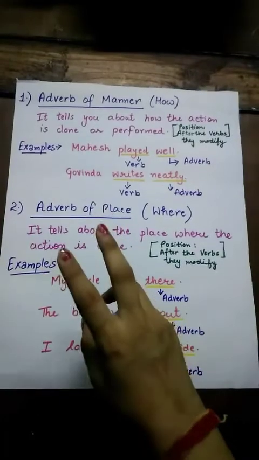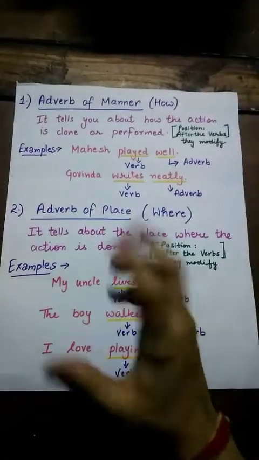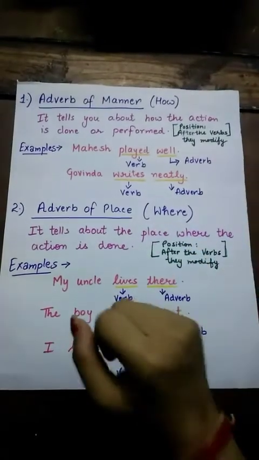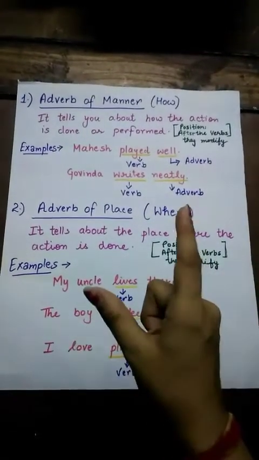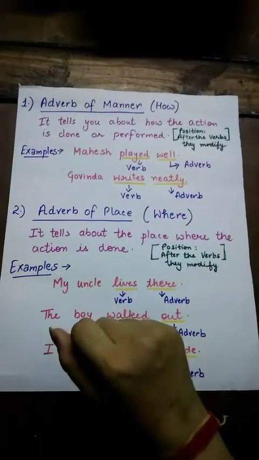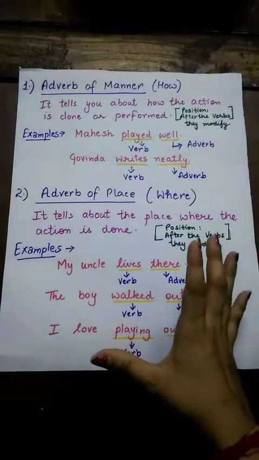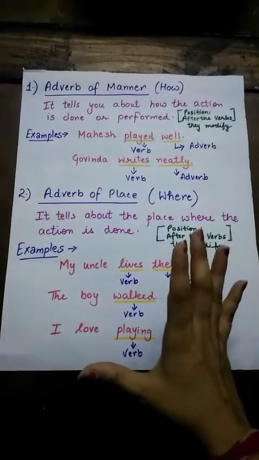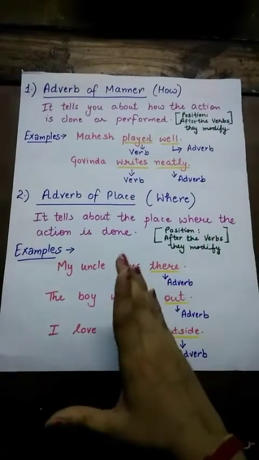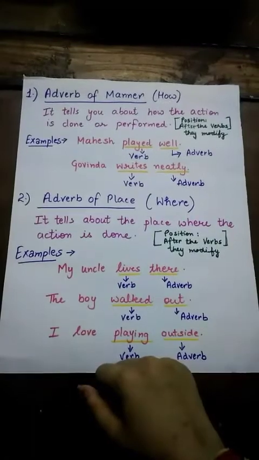Similarly, read out the second example. Govinda writes neatly. Now tell me, how does Govinda write? Yes, he writes neatly. So neatly is an adverb. So all the adverbs that tell you about how the action is done or performed are called adverbs of manner, like slowly, quickly, regularly, carefully, etc.